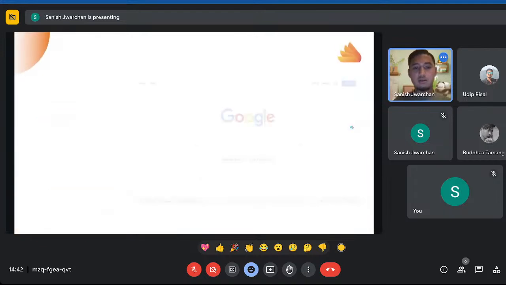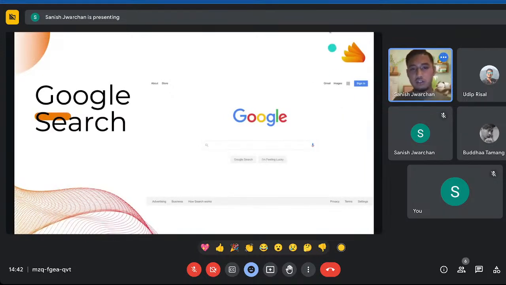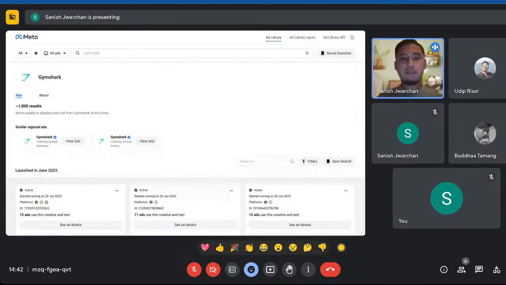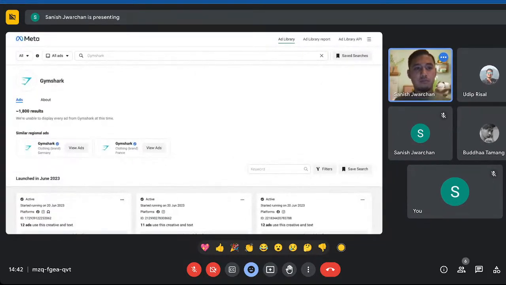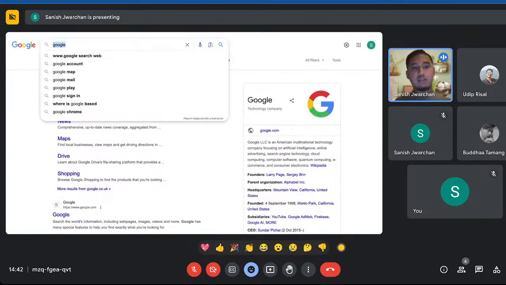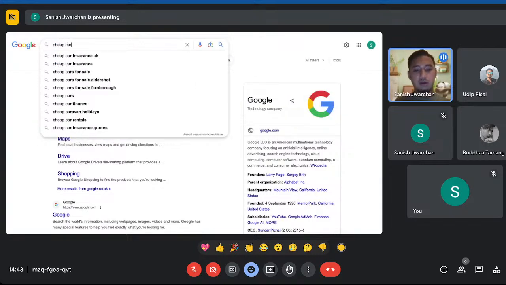Another one is Google search. It's so simple that you'd be surprised how many people don't utilize this. So for example, on Google, let's look into the car industry. I'm looking for car finance right now. So we can search cheap car insurance.